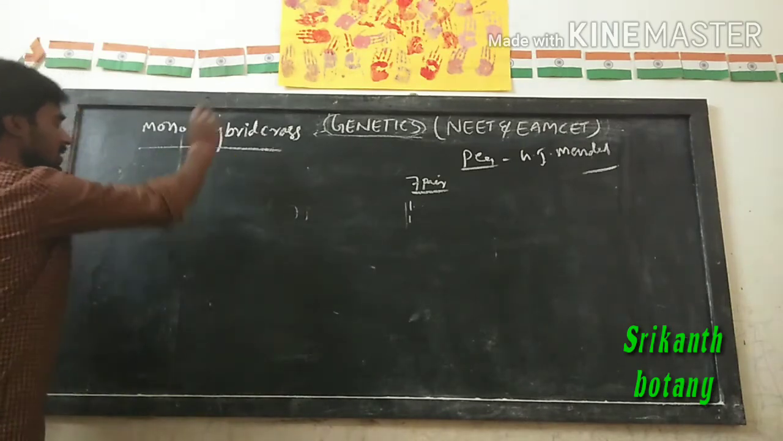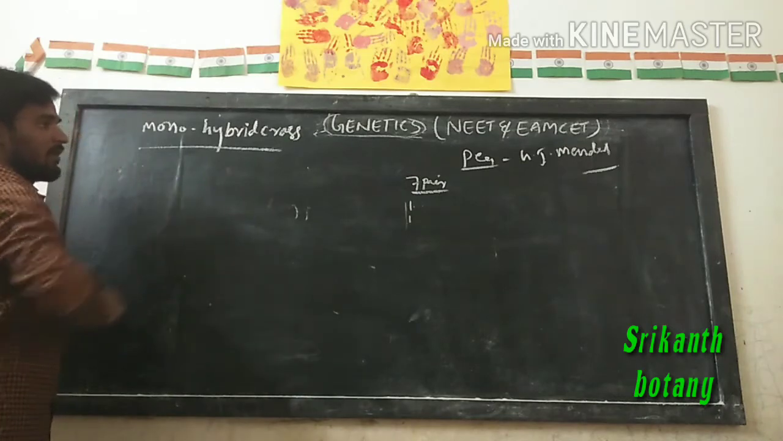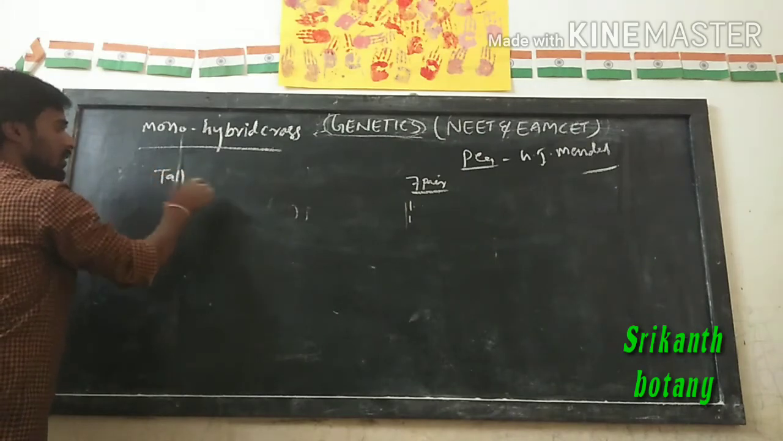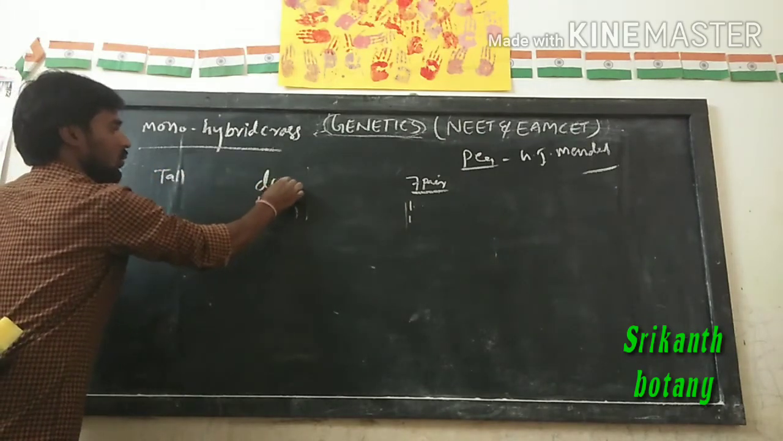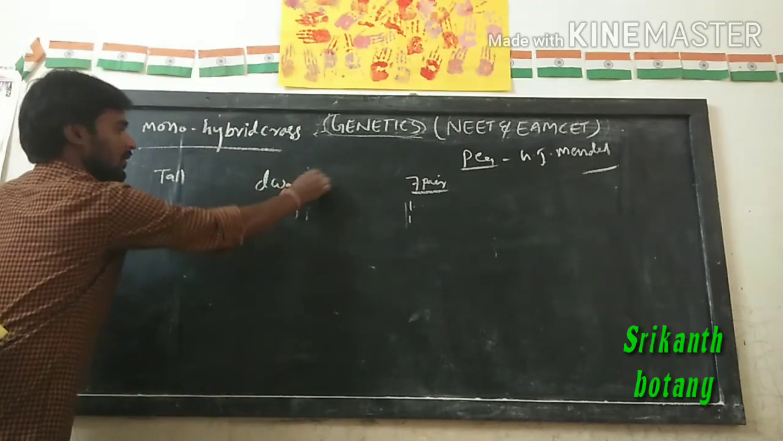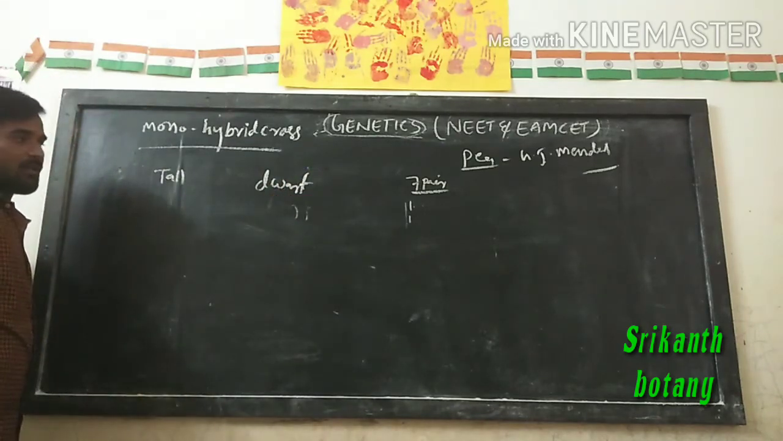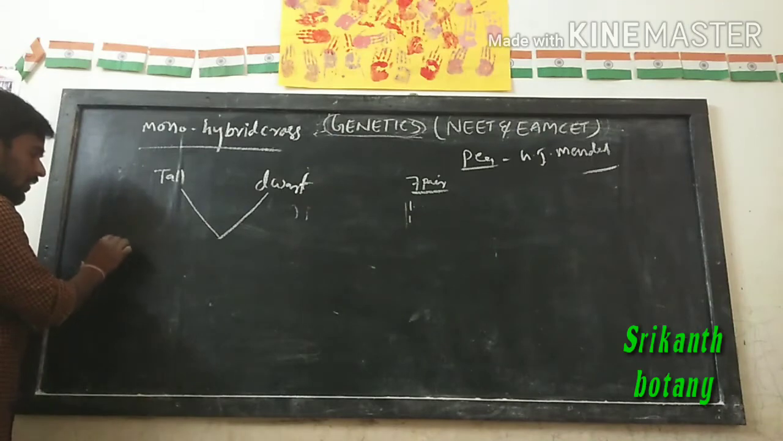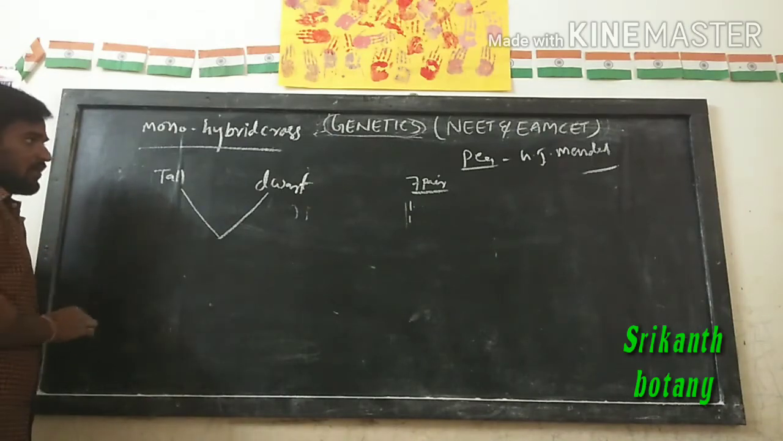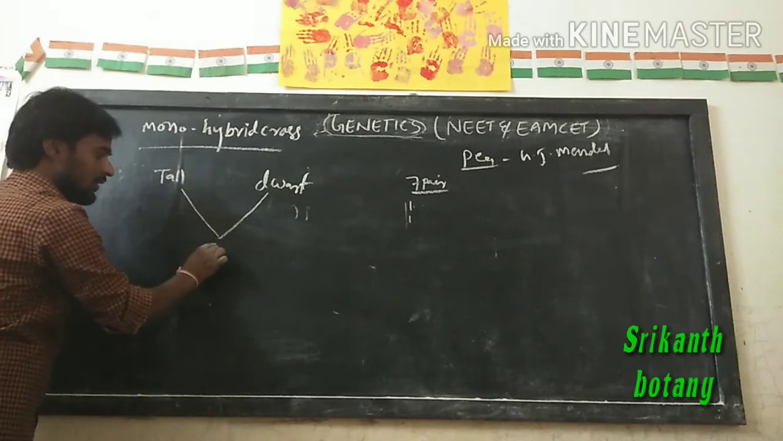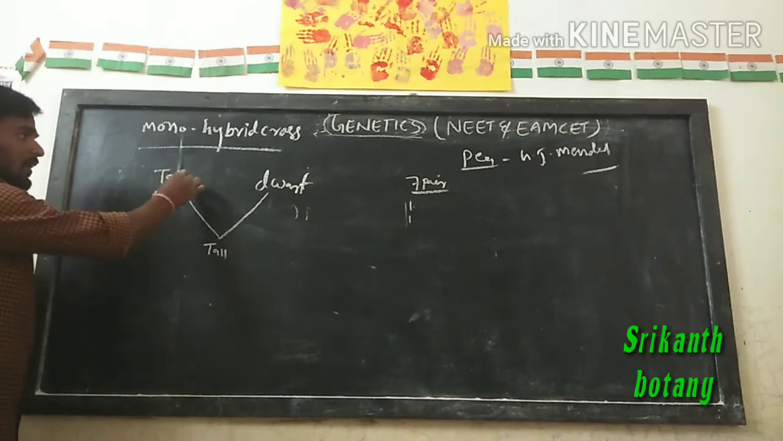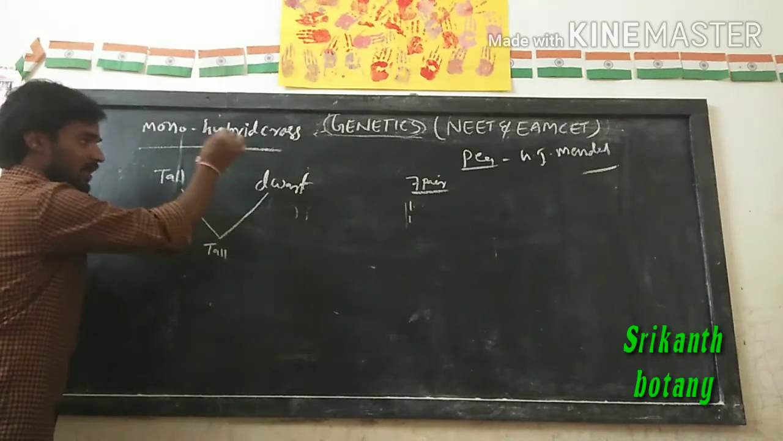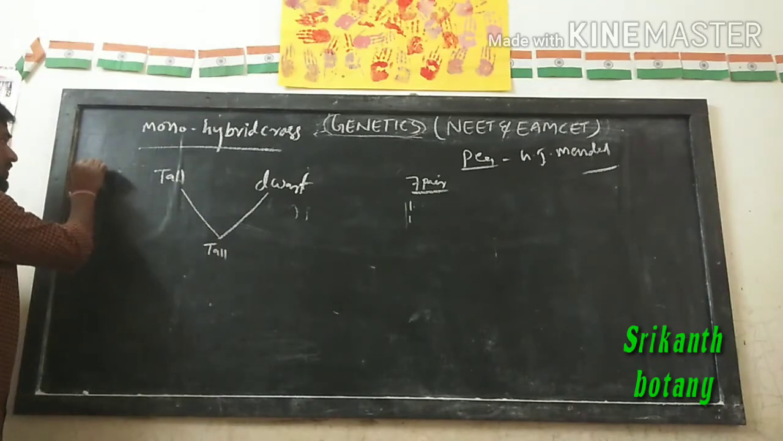If you observe the monohybrid cross, choosing 1 pair of characters from the 7 pairs, the tall character plant is crossed with the dwarf character plant. Tall plants are cross-hybridized with dwarf plants. These are the parents.